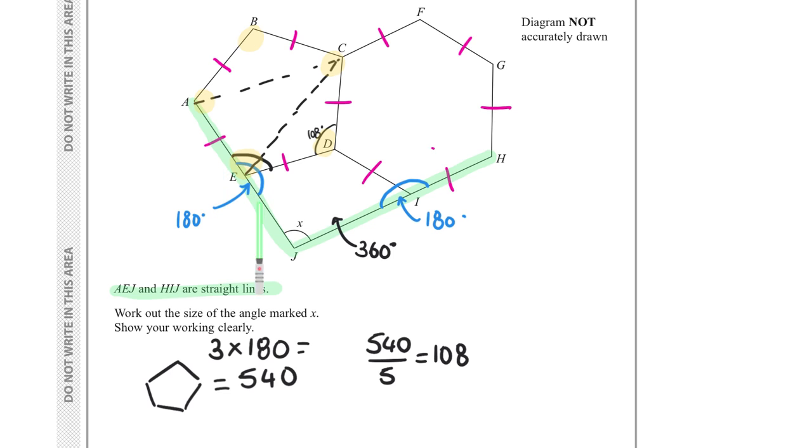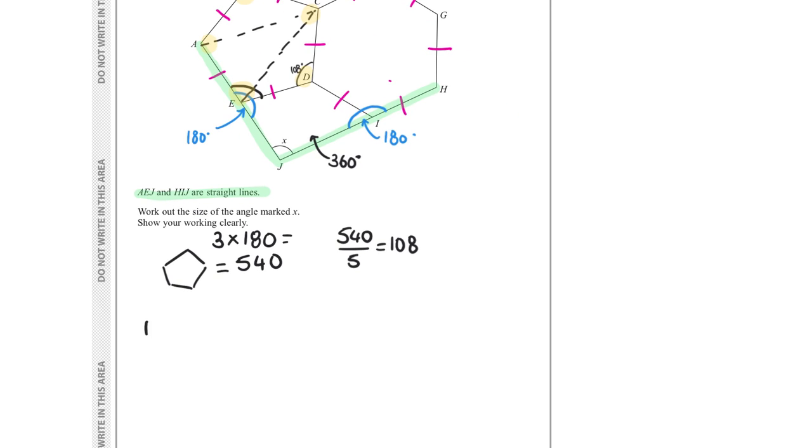Yes, because this is angles on a straight line. If I know this is 108, I'm going to have 180 minus 108 equals 72 degrees. So this angle in the quadrilateral is 72 degrees. We've worked out one of the angles. Brilliant. Okay.